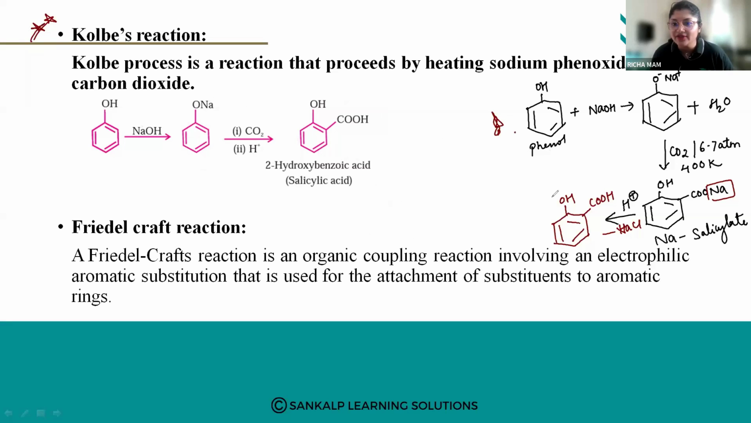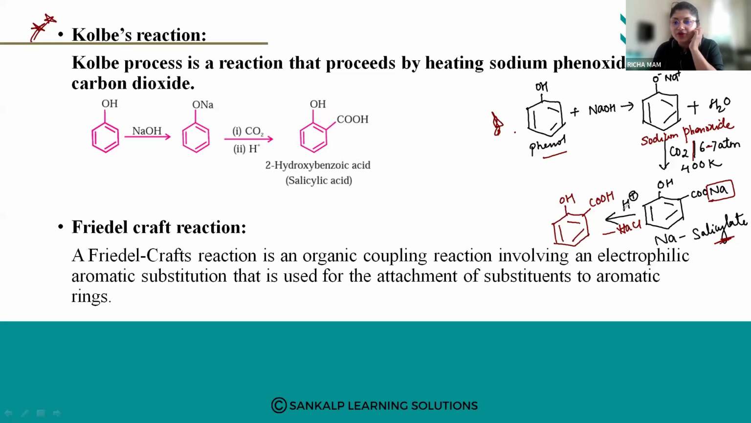So what have we done? We have taken phenol and treated it with sodium hydroxide. We get sodium phenoxide. This sodium phenoxide we treat with carbon dioxide at 6 to 7 atmospheric pressure and 400 Kelvin, and we get sodium salicylate. This is an intermediate product, a sodium salt.